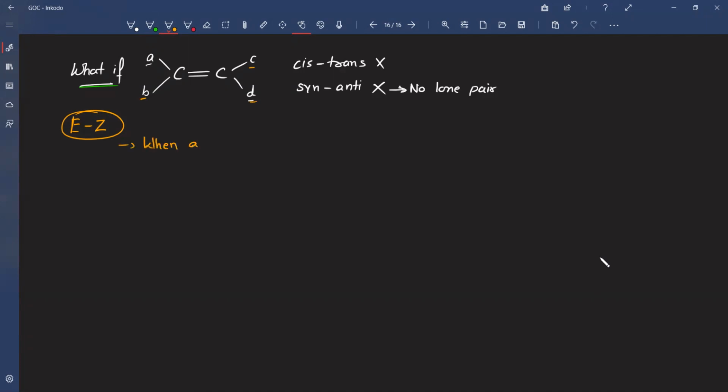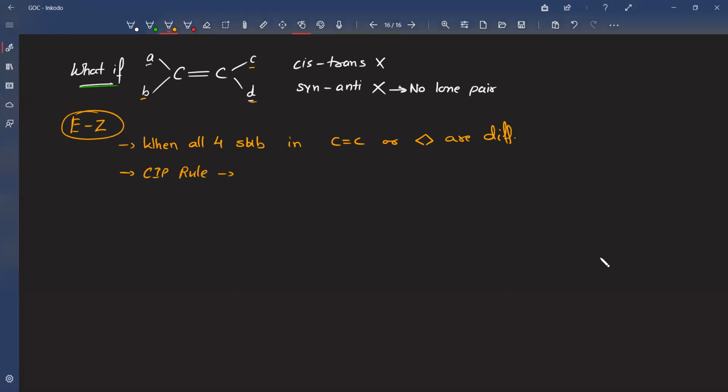When all four substituents on a carbon double bond carbon, or a cyclic compound, are different, only in that situation will you be using it, right? They actually use the CIP rule.